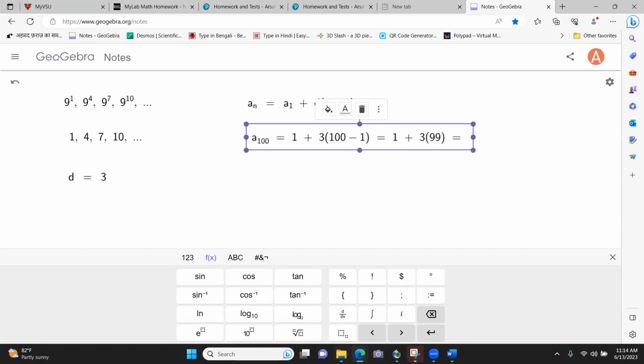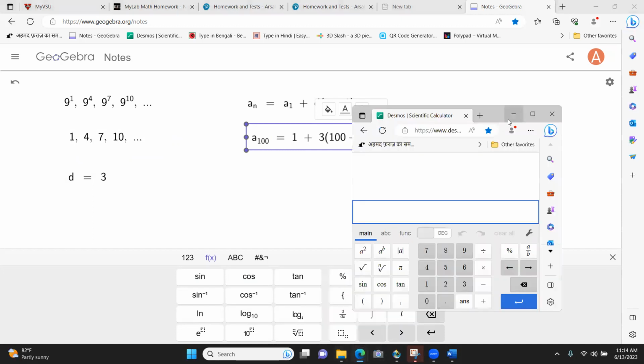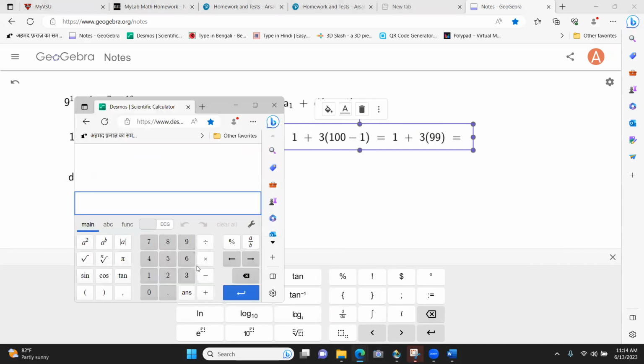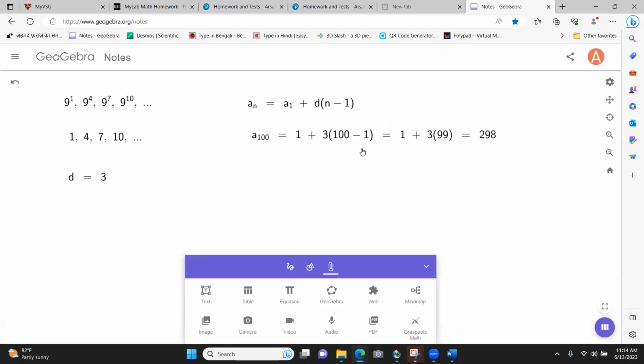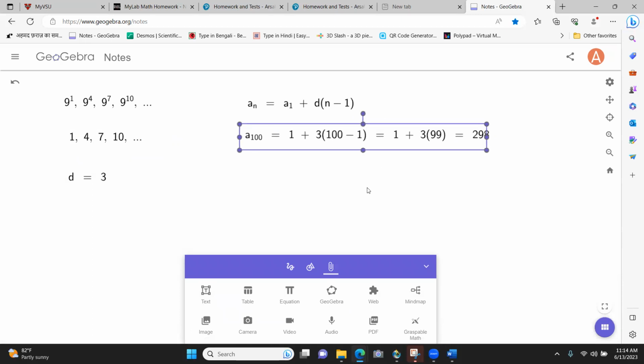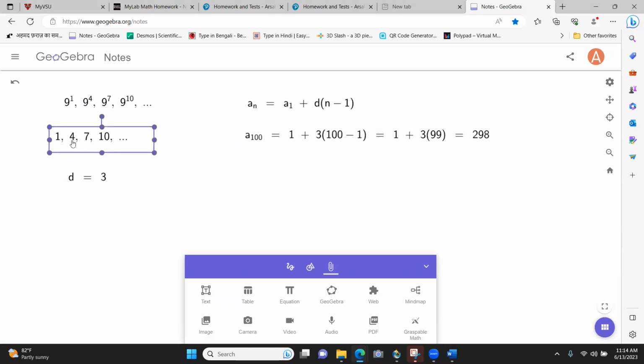Let me use my calculator. I know some of you can do it in your head, and good for you. 3 times 99 plus 1 is 298. I think you can see what's going on here. If you look at this sequence, the 100th term will be 298 as the power.